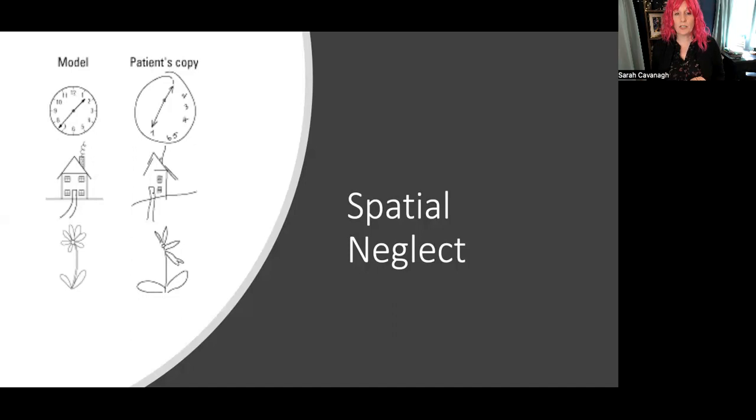And so folks with spatial neglect, for instance, if you give them the models here on the left, the clock, the house, and the flower, and ask them to copy those drawings, they'll draw something like what's on the right. They will neglect the left side of those images.